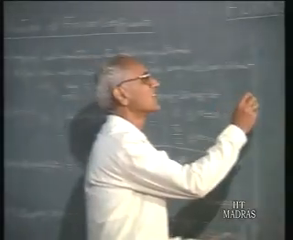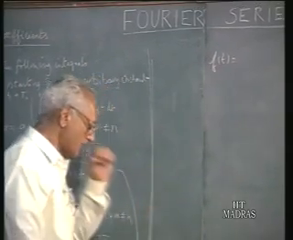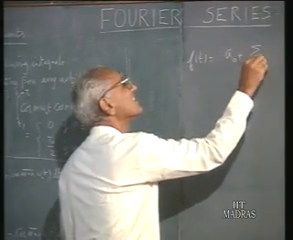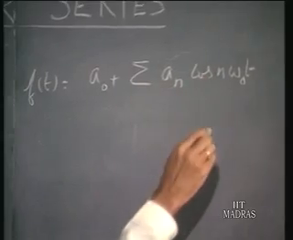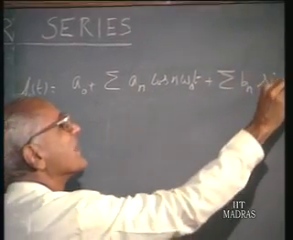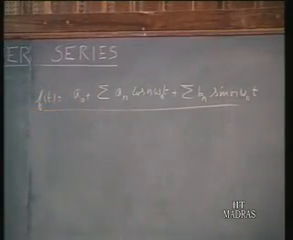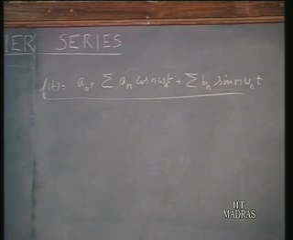You recall that we said that f of t can be expanded as a naught plus the sum of a n cos n omega naught t plus b n sin n omega naught t. Suppose you multiply both sides. No, let us first find out a naught.